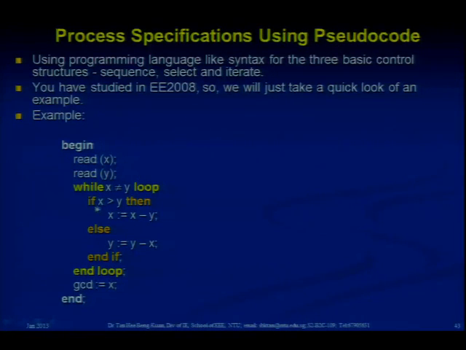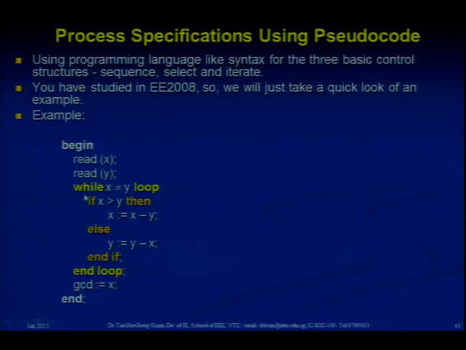Select. We use if-then-else to show select. If a certain condition is true, if X greater than Y is true, then this action will be carried out. That means the value of X will be set to X minus Y. If X greater than Y is not satisfied, if this condition is not true, then the actions written under the else branch will be performed. That means Y will be set to Y minus X. So depending on whether this condition is satisfied, this is the way to show select using if-then-else.